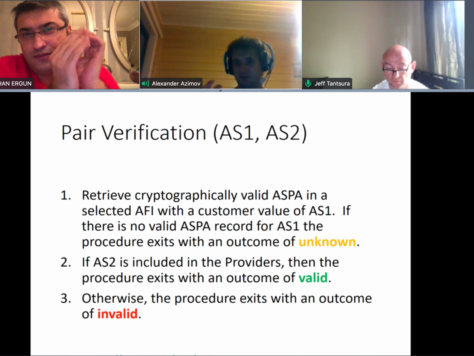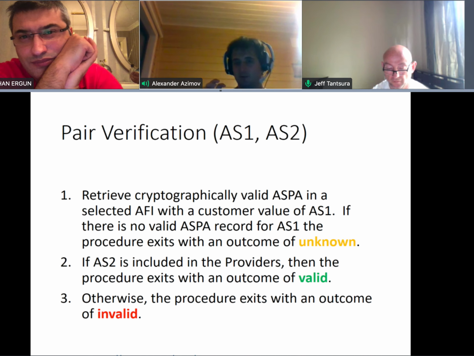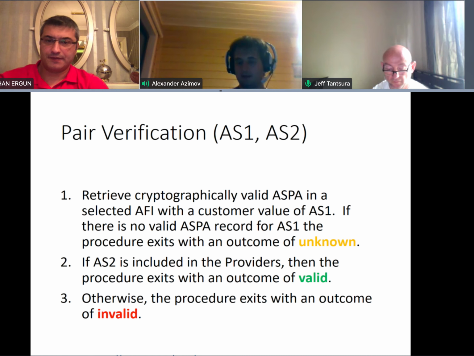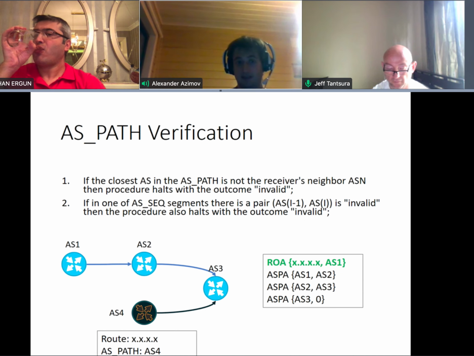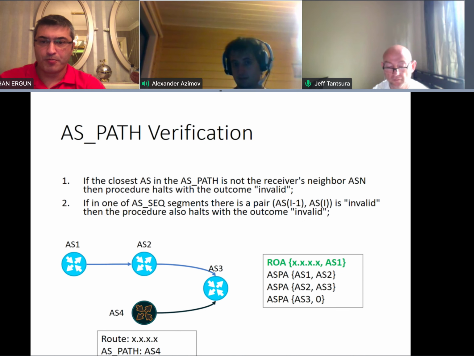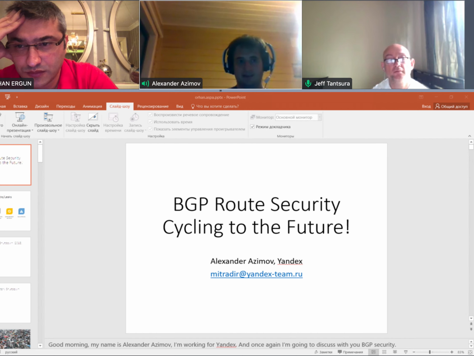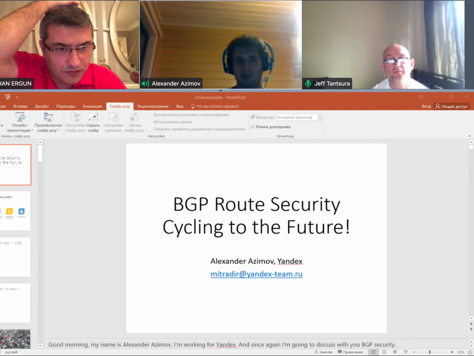Partially. So I will go to the next slide because there will be a full procedure of verification. Let's go through. So we have two parts of a verification procedure. First part, we received a route from a customer or peer. We're checking that the last autonomous system in the path is the autonomous system of our neighbor.